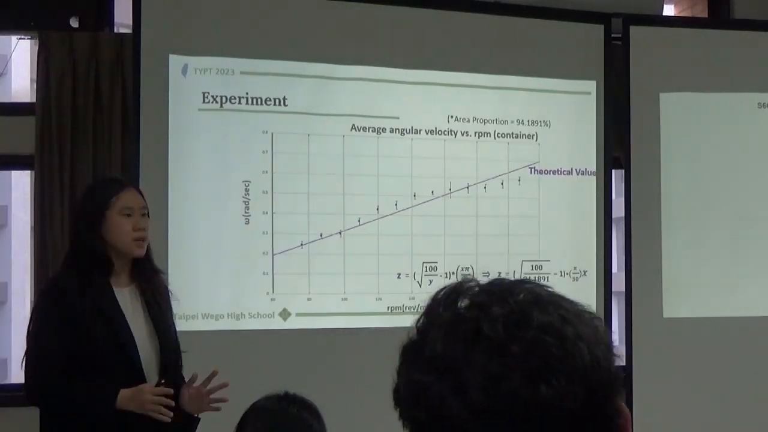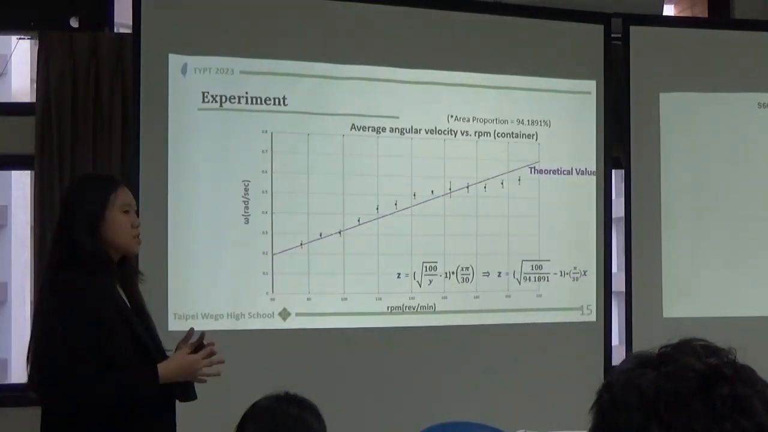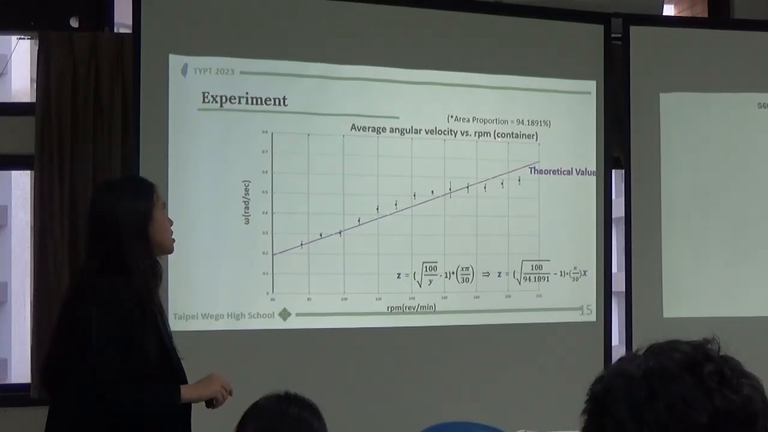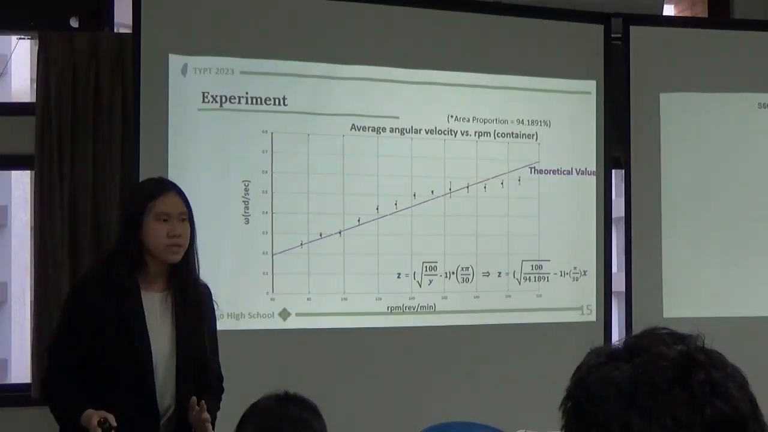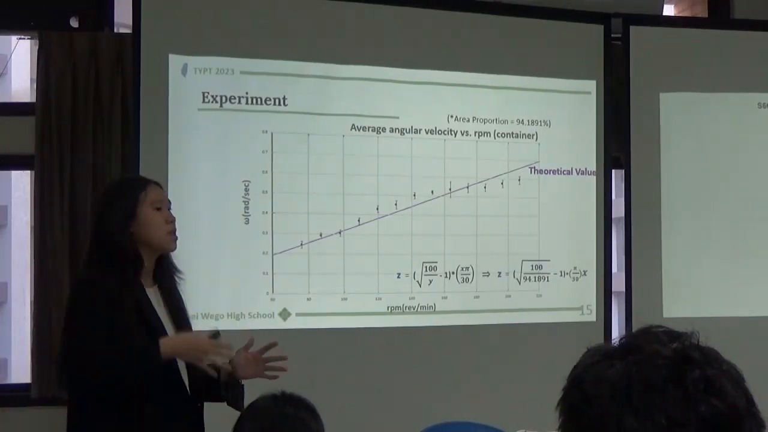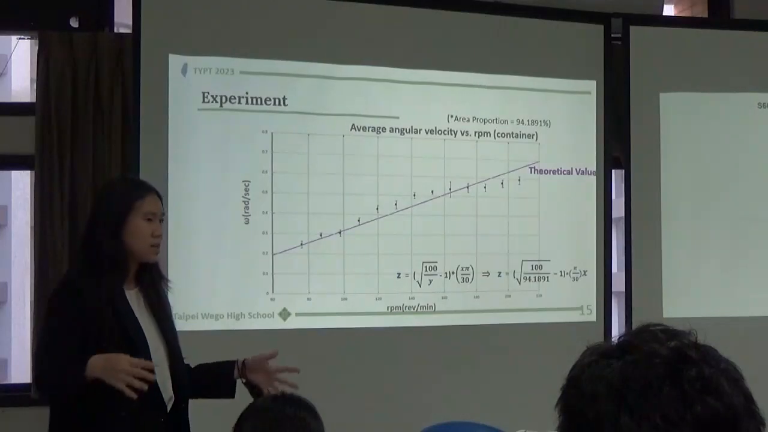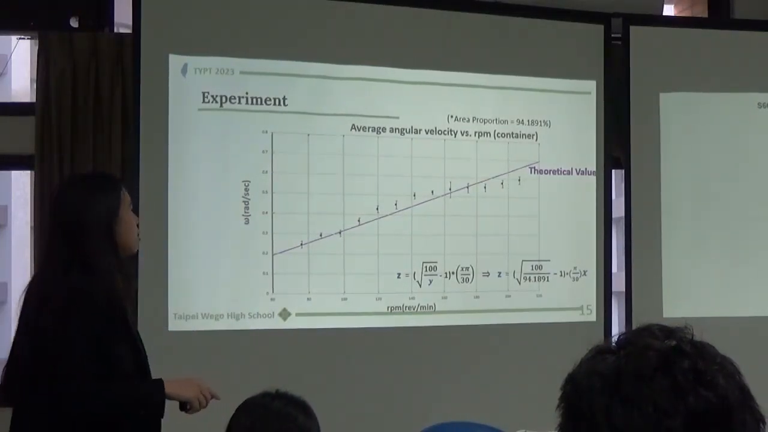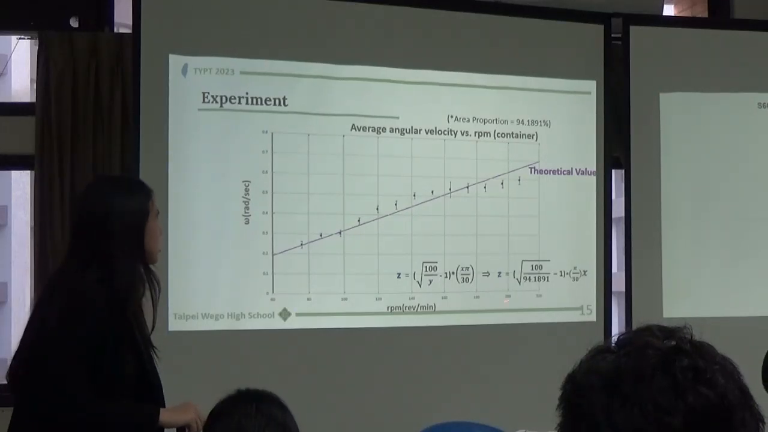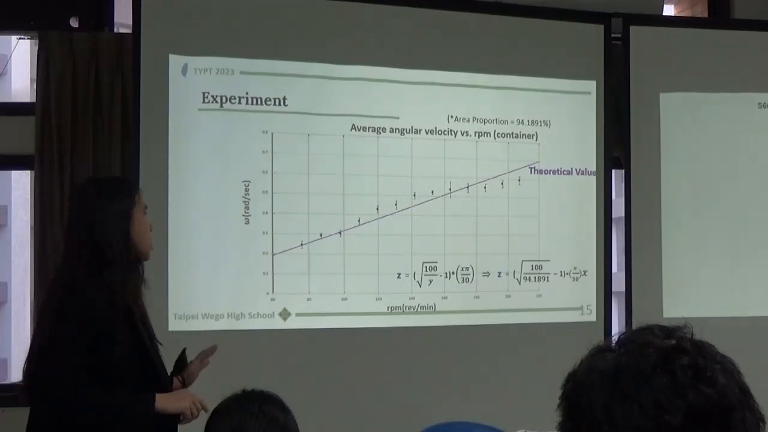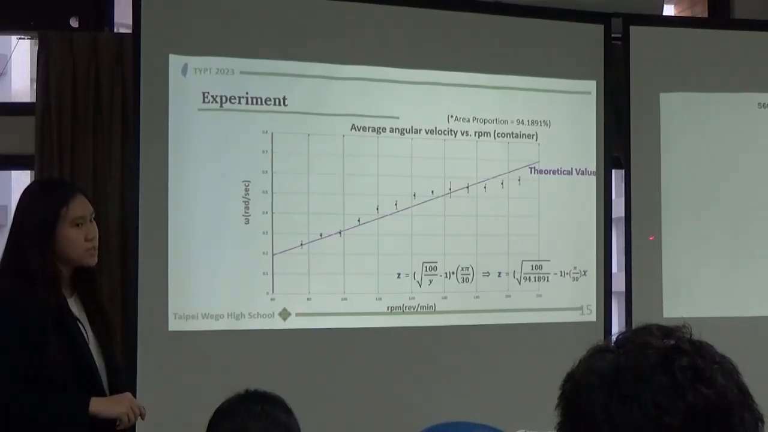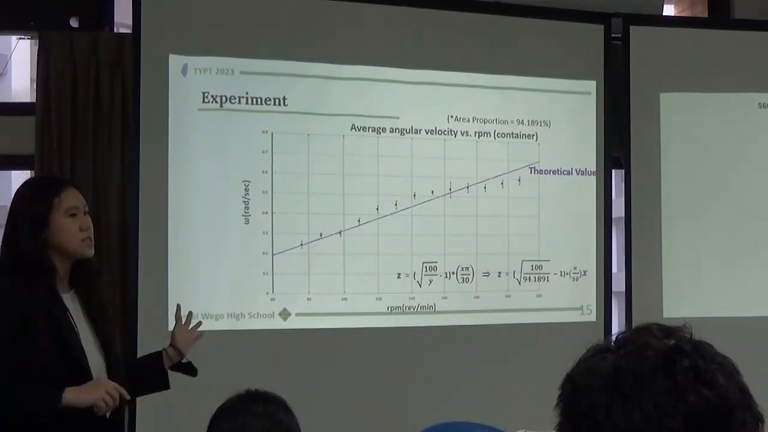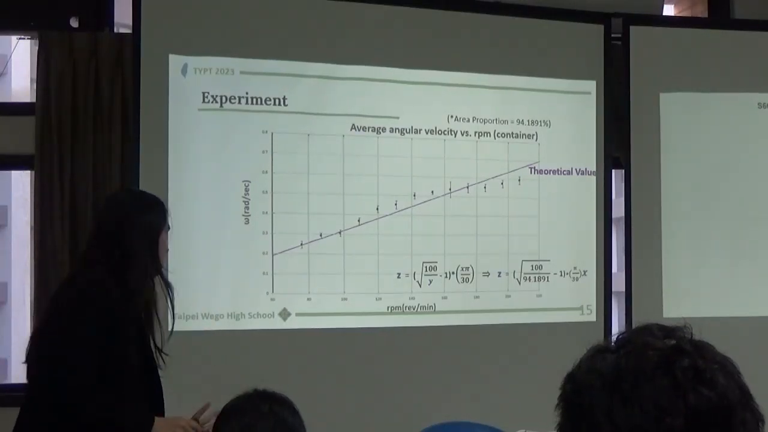It is important for us to know that in our experiment, we concluded that as the area proportion goes over 94.1891%, it will enter counter-rotation. And as long as this number stays below 97%, it will remain in the counter-rotation movement and not proceed to the stop movement. So from the equation that I derived previously, we could get the pink line, which is the theoretical value, with the x-axis representing the RPM and the y-axis representing the average angular velocity.